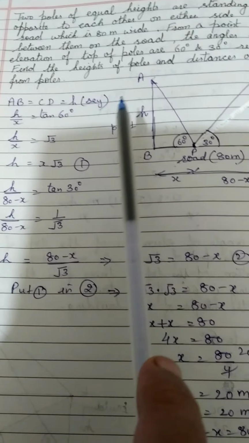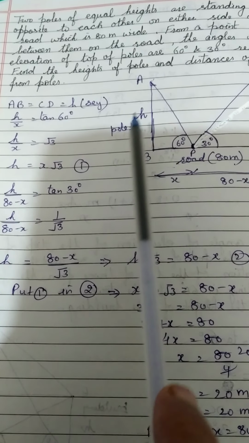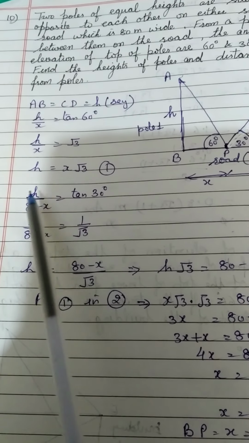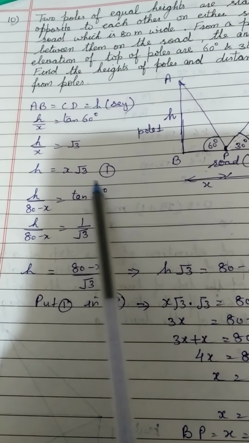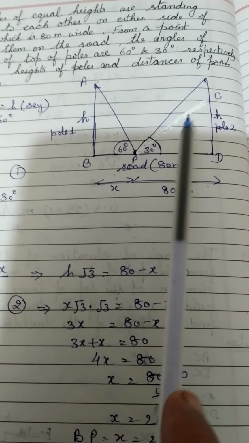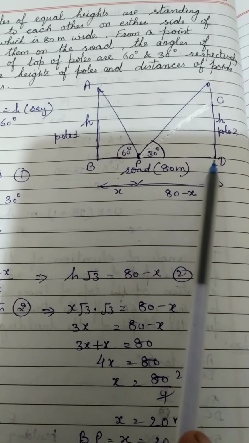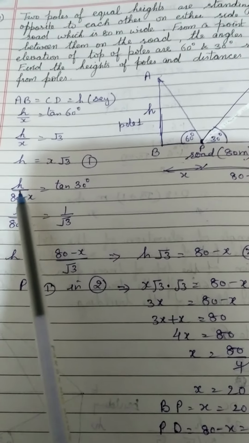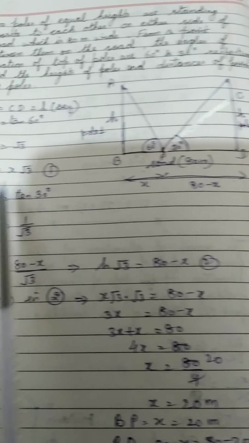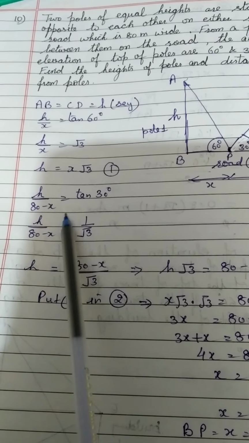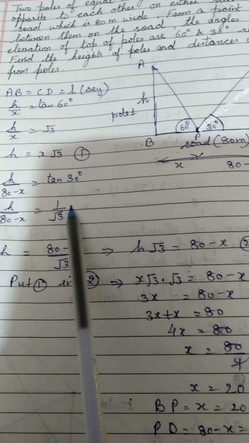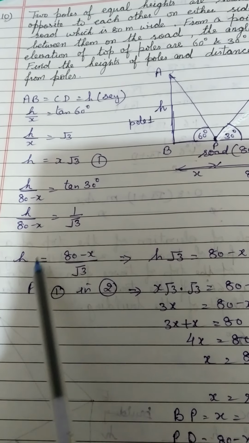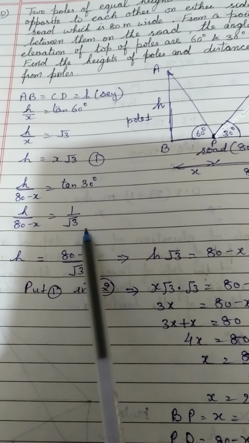Now in triangle ABP, H upon X is equal to tan 60. Tan 60 is square root 3. H is equal to square root 3 into X. And in triangle CPD, CD upon PD is equal to tan 30. Now again CD is H. H upon 80 minus X is equal to tan 30. Tan 30 is 1 by root 3. And from here we get H is equal to (80 minus X) upon root 3.